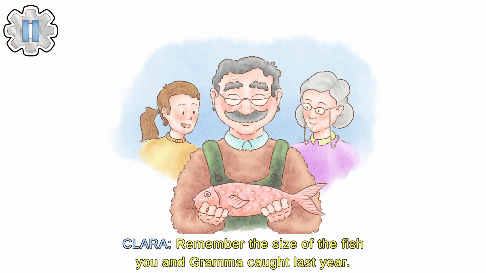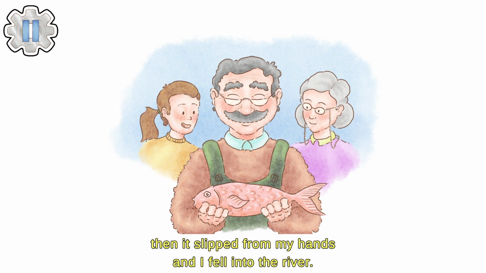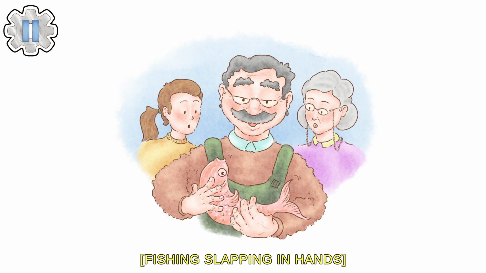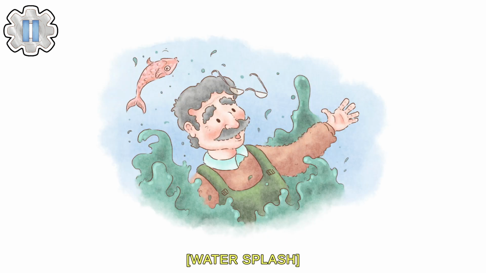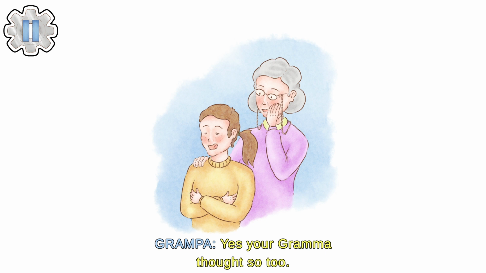Remember the size of the fish you and Grandma caught last year? It was huge. Standing beside Clara and Grandpa is an older woman with light grey hair and delicate features. She wears glasses attached to a small chain around her neck. Oh, yes, and then it slipped from my hands and I fell into the river. Oh no. Is that how Grandma passed away? She tried saving you? That was funny. Yes, your grandma thought so too.